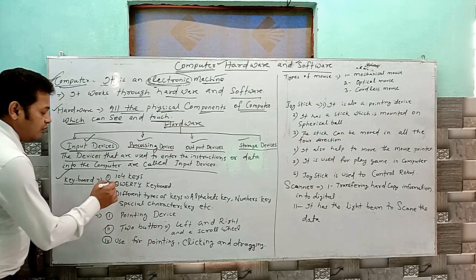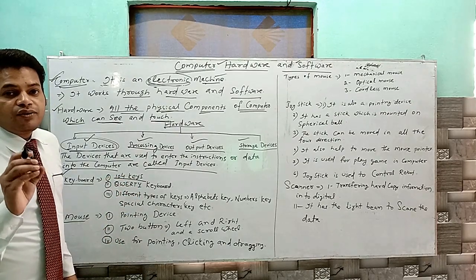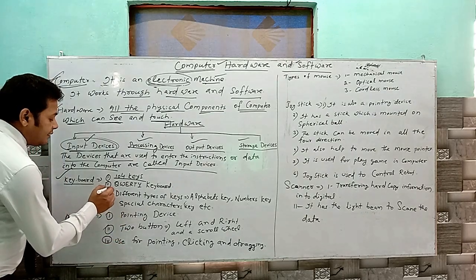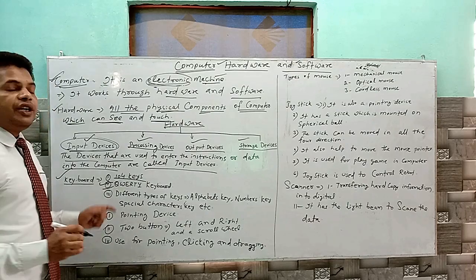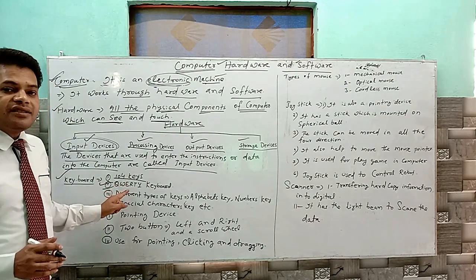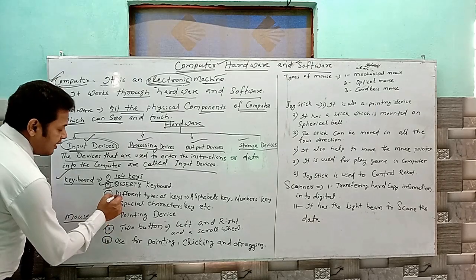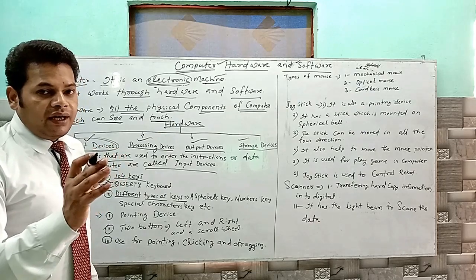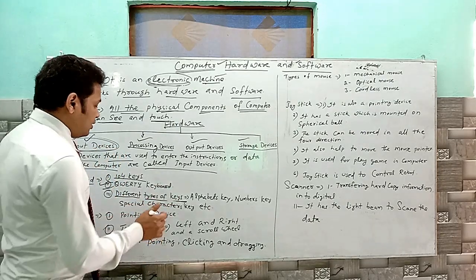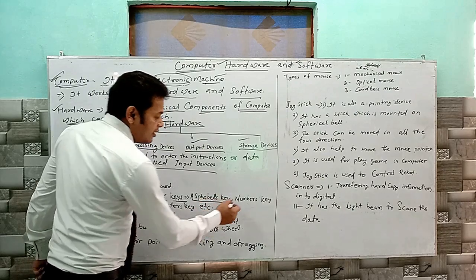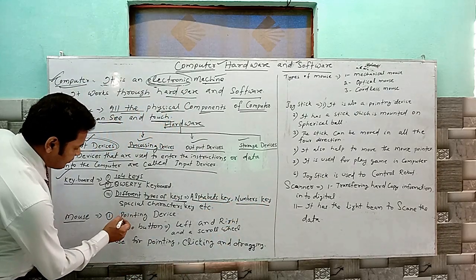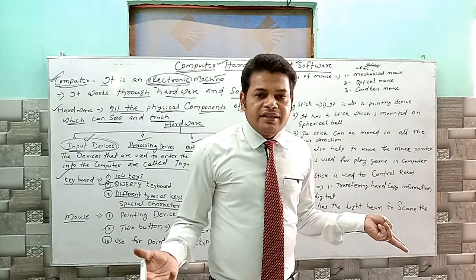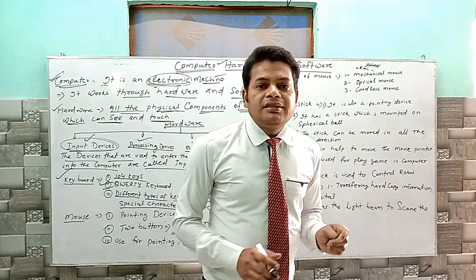Students, the keyboard has 104 keys. This keyboard is known as the QWERTY keyboard. Every keyboard has different types of keys: alphabet keys, number keys, special character keys, etc., and many other keys are also available on the keyboard.